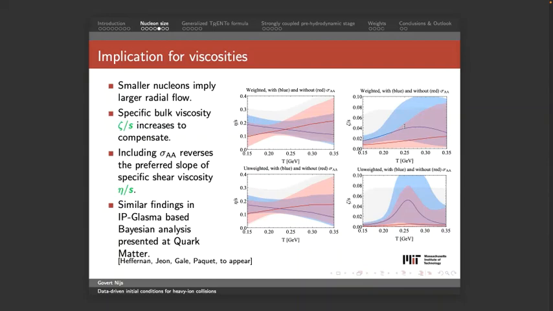And another thing that is sort of strange is that it also seems to invert the slope of the eta over s, which is quite strange, but this is very similar to what the Bayesian analysis using IP-Glasma presented at Quark Matter.